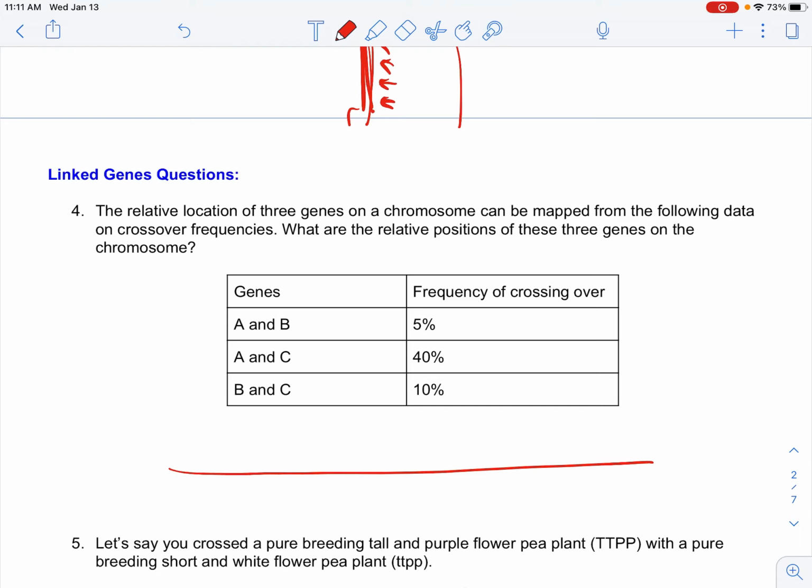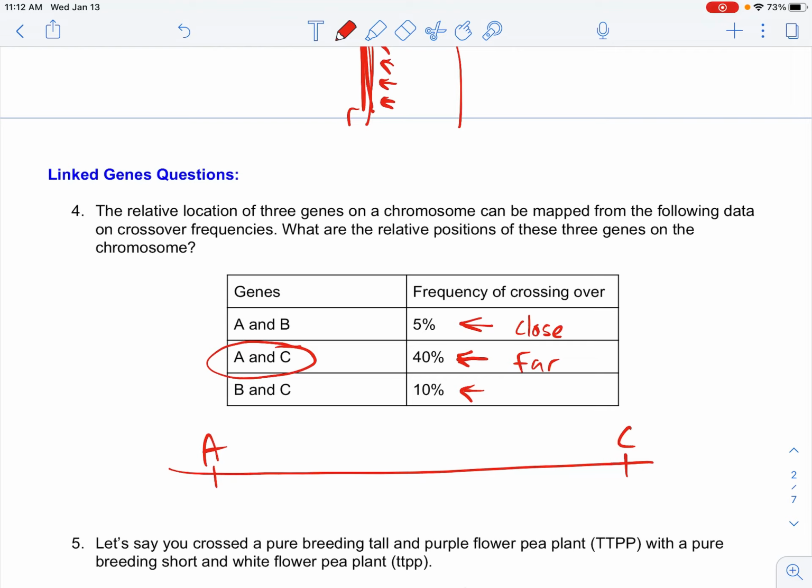So let's look at the frequency of crossing over. A and B cross over not very frequently at all. So because they don't cross over very frequently, they're very close to each other. And A and C cross over a lot. So that means that they're very far from each other. And this is kind of the in between, right? That's also, they're pretty close to each other. But so what I'm going to do here is I'm going to say, well, A and C are very far from each other. They're farther apart than anything else. So I'll just say A and C have to be far away from each other.